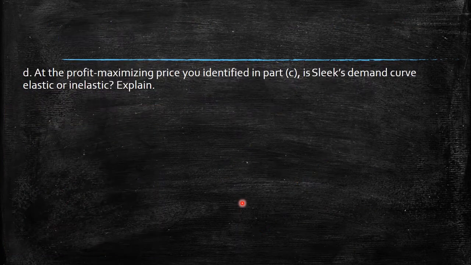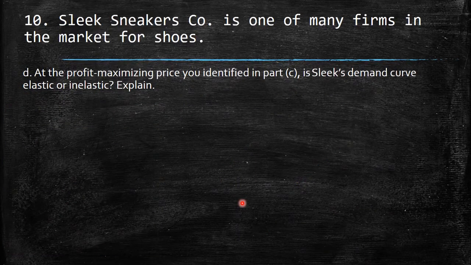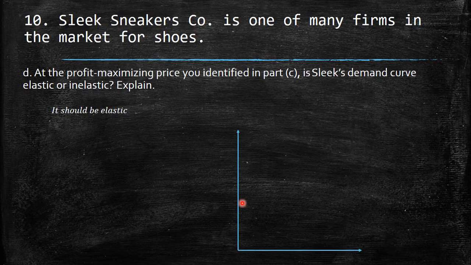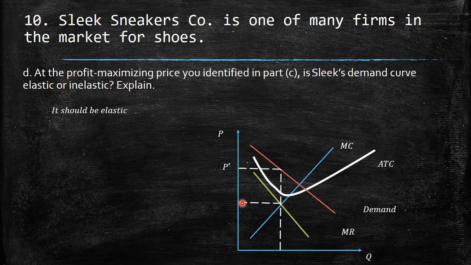Okay, then the last point: at the profit-maximizing price you identified in part C, is Lake's demand curve elastic or inelastic? Explain. So from my point of view, it should be more elastic. Why? Because here is the graph that I showed you before, and then this part, the price percentage is changing less than the quantities.